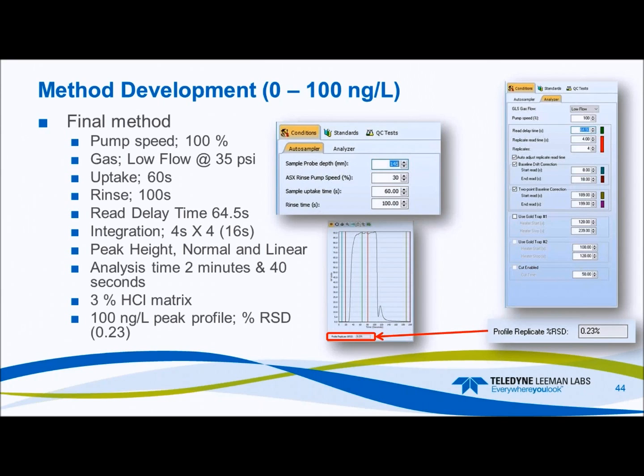So here is the final method for this one: pump speed 100%, gas flow 35, and the uptake and rinse are pretty much the same as the 0 to 1,000 calibration. The timing's a little bit different, so 64.5 seconds to read delay, and now I'm going to use 16 seconds of integration rather than the 10 because I want to have a really good clear vision of the top of the peak because we want to read extremely low. Analysis time is 2 minutes and 40 seconds.